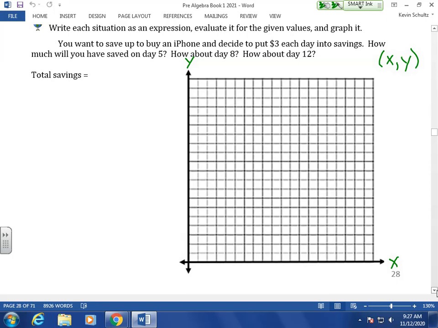You want to save up to buy an iPhone and decide to put $3 each day into savings. It's going to take you a while. How much will you have saved on day 5? How about day 8? How about day 12? Okay, so what we want to write here is an expression that represents the total amount of money you have in savings on any given day. So what expression is going to tell you that?